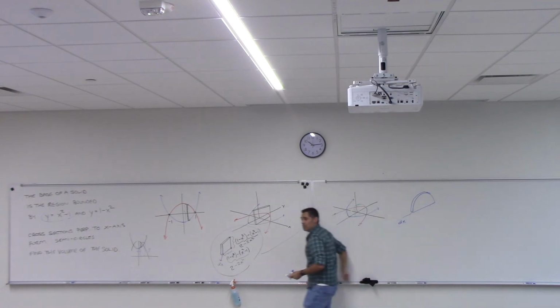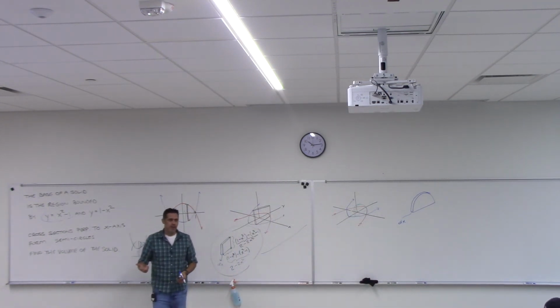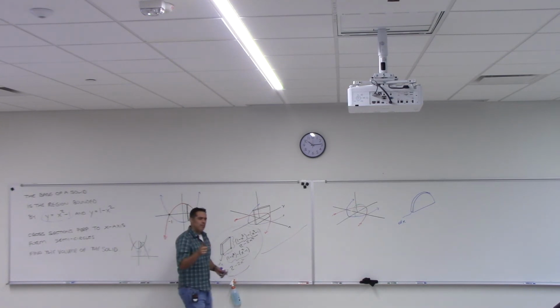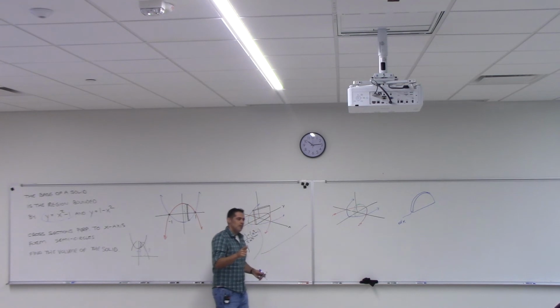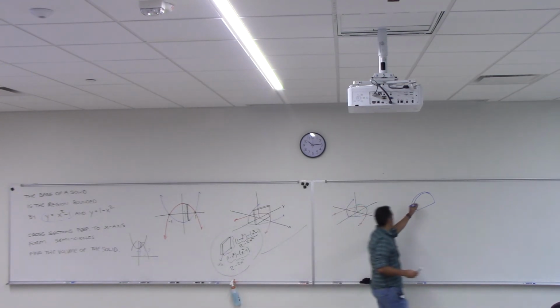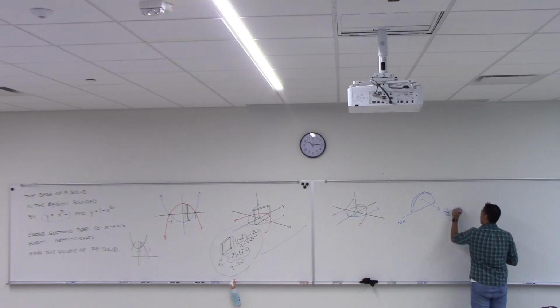Well, that's half a circle, right? So the area of a circle is pi r squared. Didn't we prove that formula? We did prove that formula. So pi r squared is the area of a circle, and that's half a circle. So for us, the area of this is going to be half of pi times whatever the radius is squared, right?